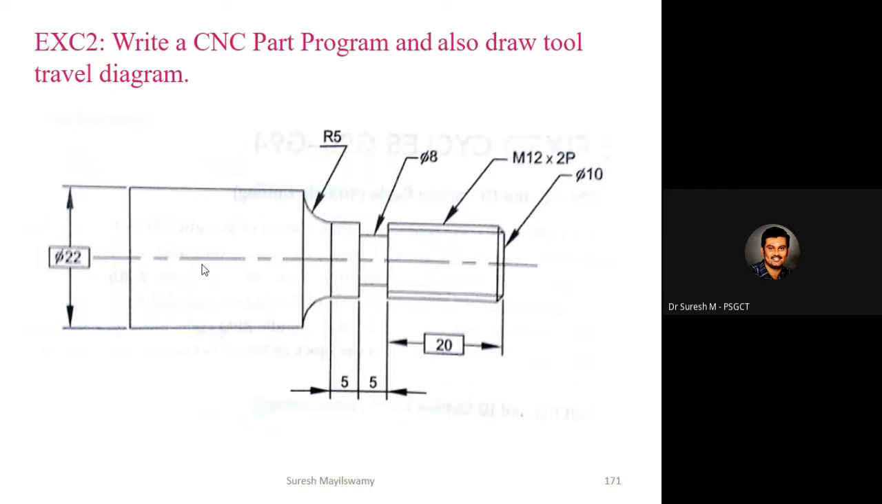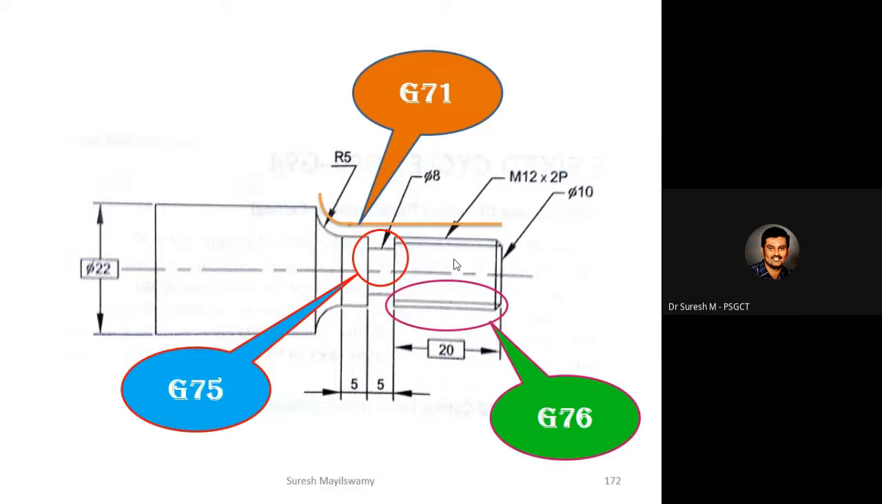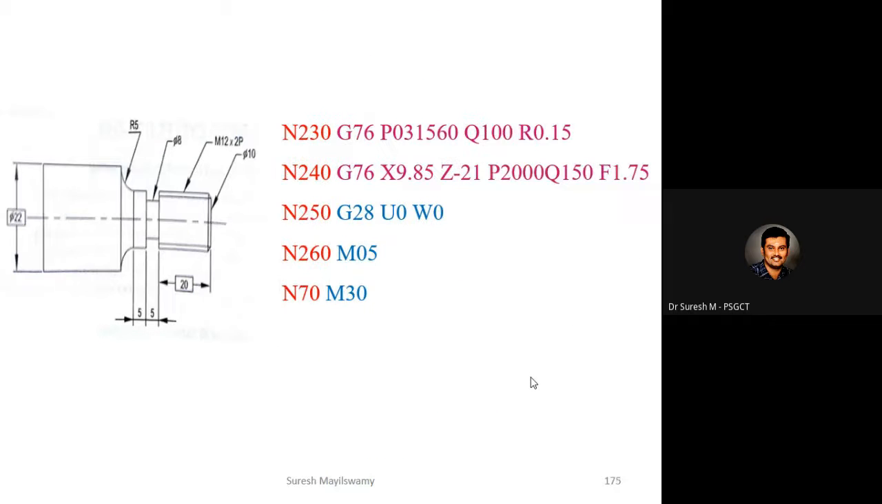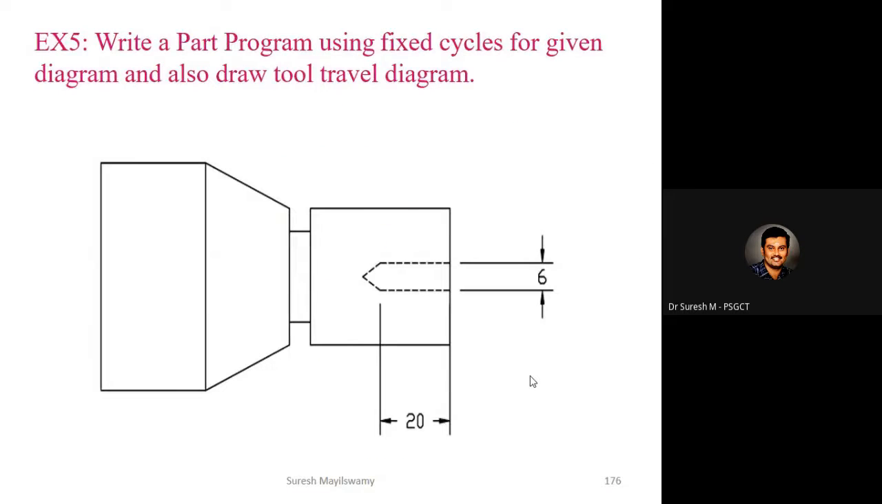And this is an example of a CNC program. Here there are 3 operations. One is the turning operation, where we can do rough turning and finish turning. After that, grooving and then threading. The commands used for these operations are G71, G75 and G76. This is the part program developed by using this geometry. We have no time to explain this program.